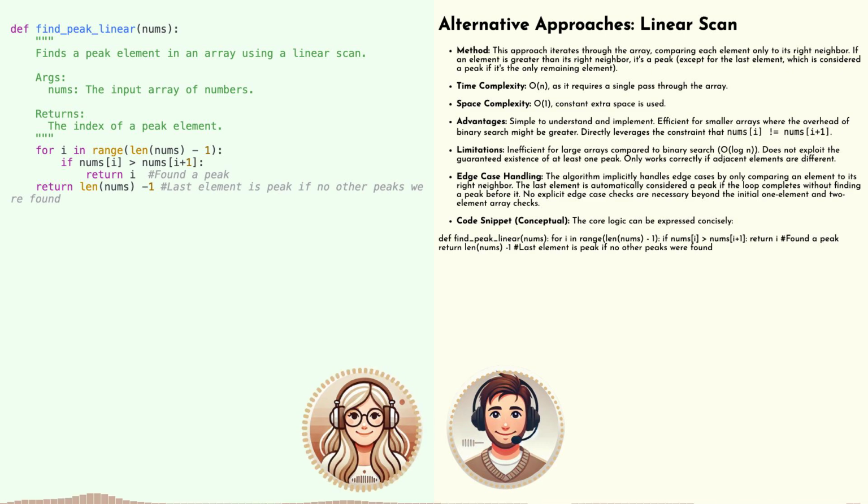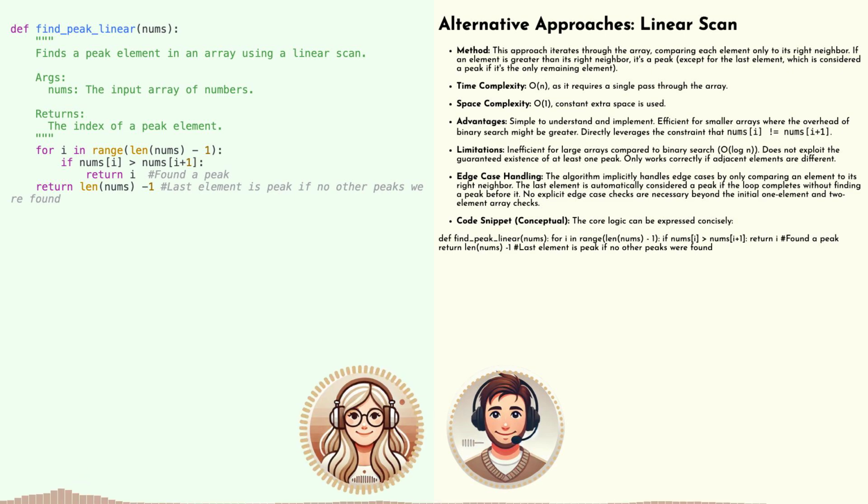Okay. In a linear scan for peak finding, we leverage the fact that adjacent elements in our array are guaranteed to be different. So that allows us to make some optimizations. How so? For example, let's say we're going through the array and we find an element that's bigger than its right neighbor. We know for sure that that's a peak. We don't even need to check its left neighbor. Because if it's already bigger than its right neighbor and adjacent elements can't be equal, it must be bigger than its left neighbor as well.